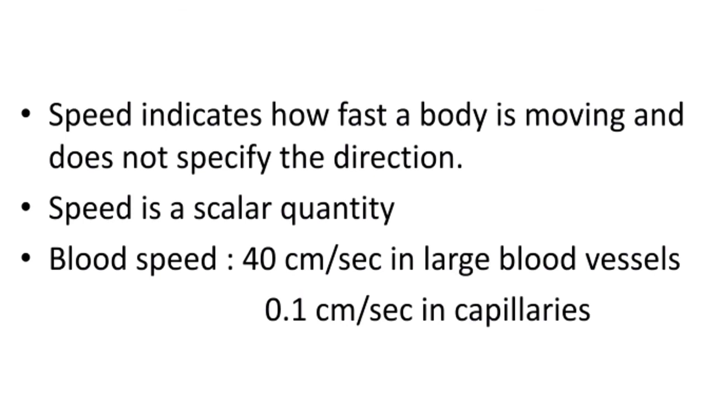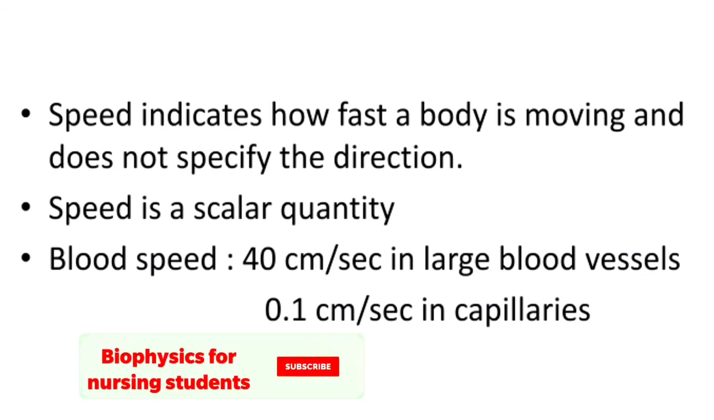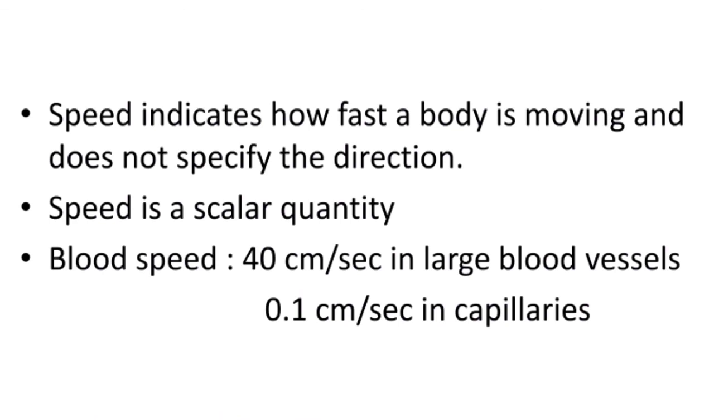So we know that speed is a scalar quantity, which means it indicates only the magnitude. It indicates how fast a body or any object is moving, and it does not specify the direction. It will not tell us in which direction that particular body or object is moving. For example, blood speed is 40 centimeters per second in large blood vessels. We are mentioning only the value, but there is no direction.